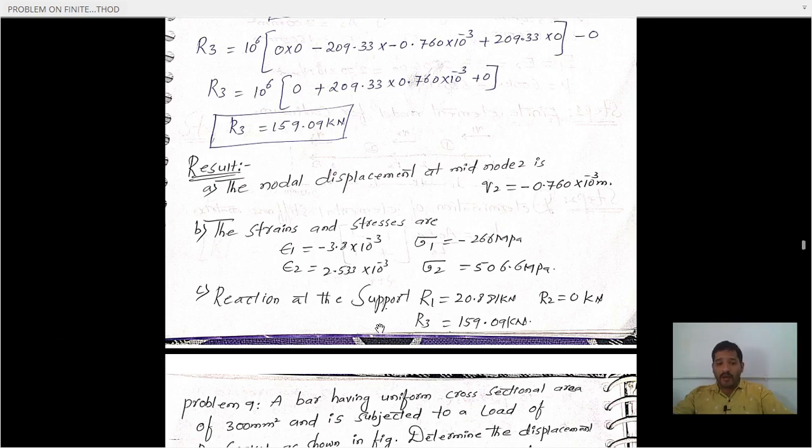Already we found the value of the reaction at the support. R1 value is 20.881 kilonewton, R2 value is 0 kilonewton, R3 value is 159.09 kilonewton.